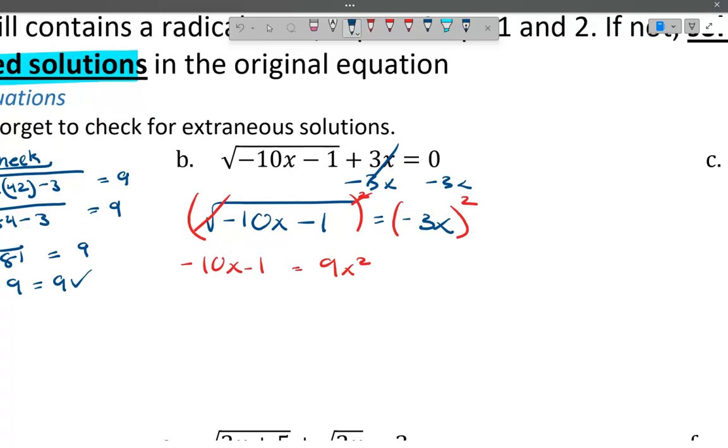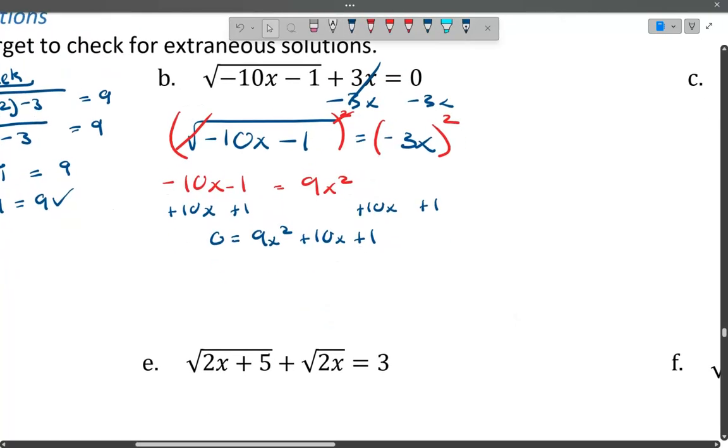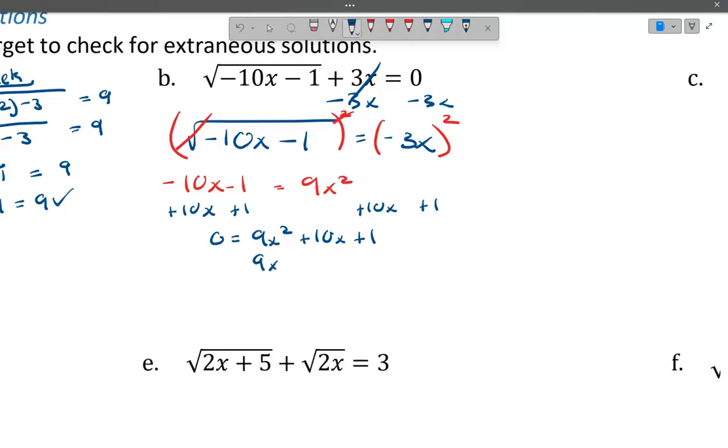And since we have a quadratic and not a linear equation, we want to go ahead and set our equation equal to 0. So we have 0 equals 9x squared plus 10x plus 1. Since it's in standard form, we can go ahead and factor. So we're going to factor by splitting 10x into 9x and x so that we can factor by grouping.